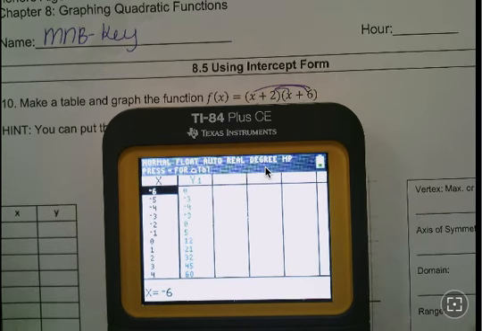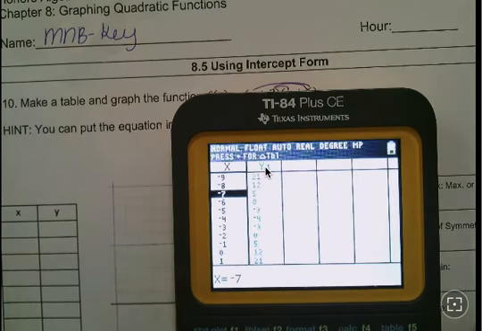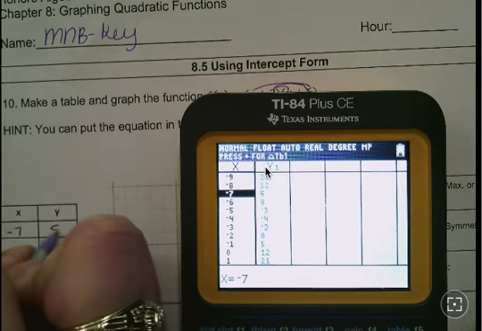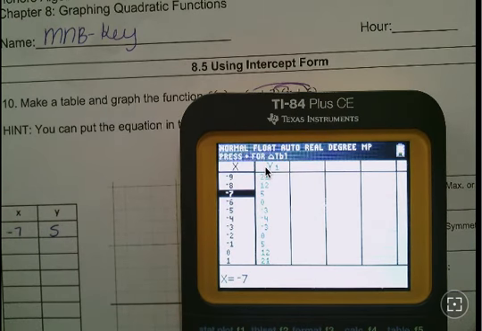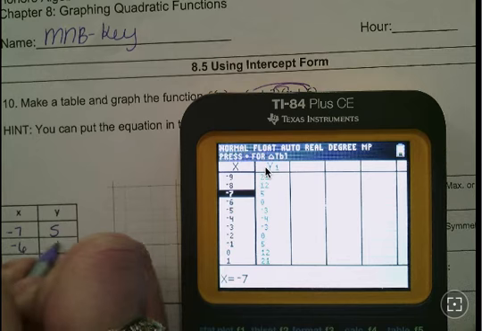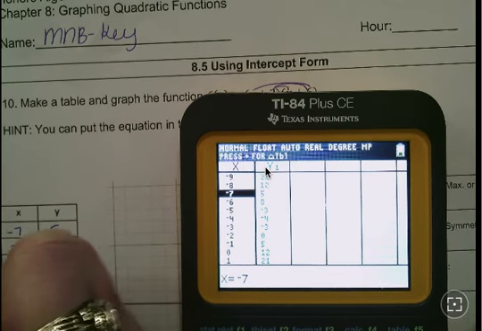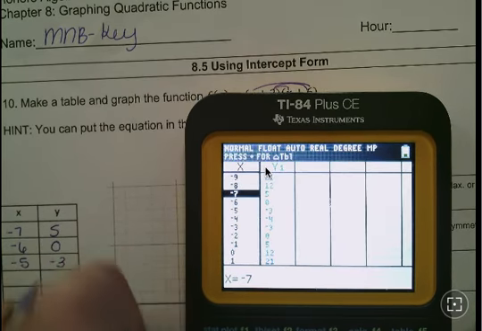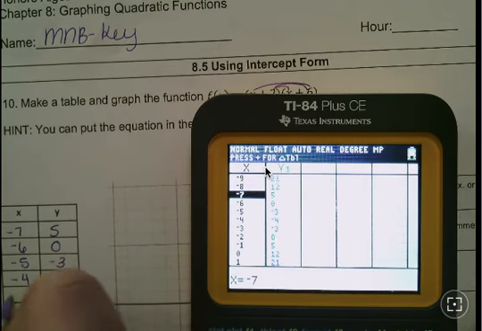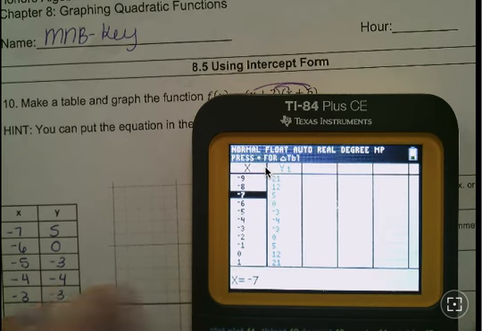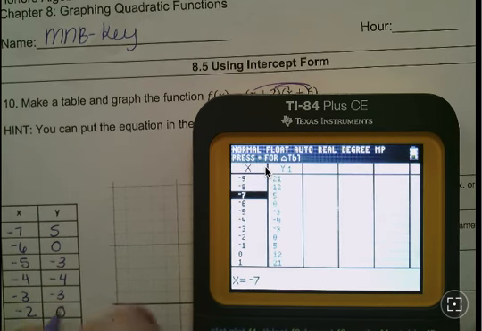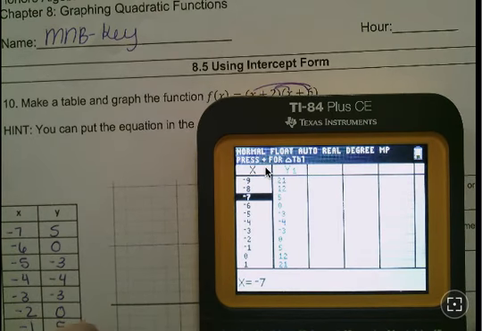So we go to our table. It looks like the first one we can graph is -7, 5. And then -6, 0. -5, -3. -4, -4. -3, -3. -2, 0. -1, 5, and we've got an extra box here, so why not do 0, 12.